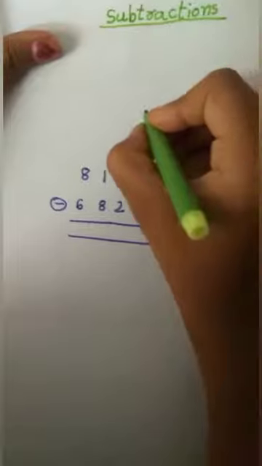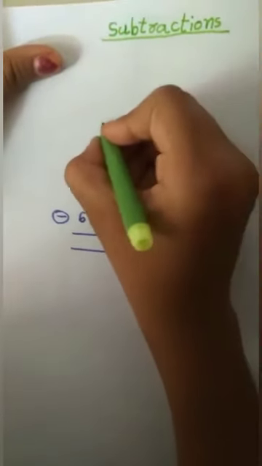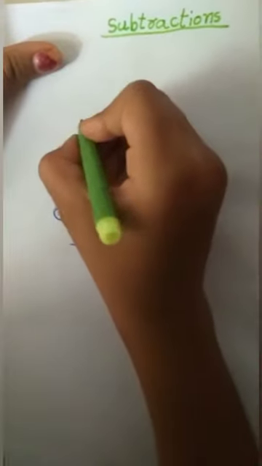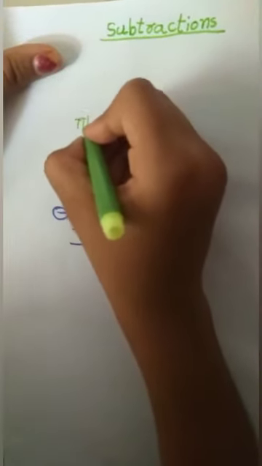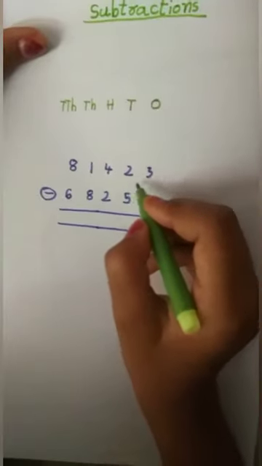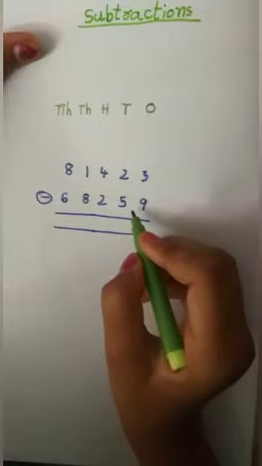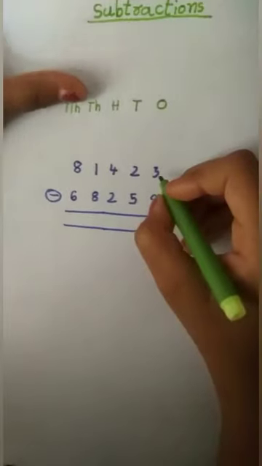Today I am explaining subtractions. Ones, tens, hundreds, thousands, 10,000s. The problem is 81,423 minus 68,259.